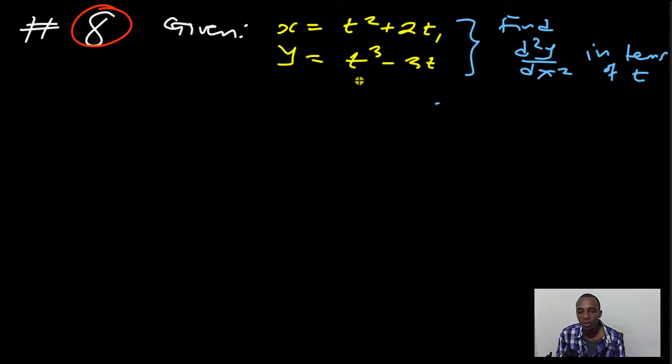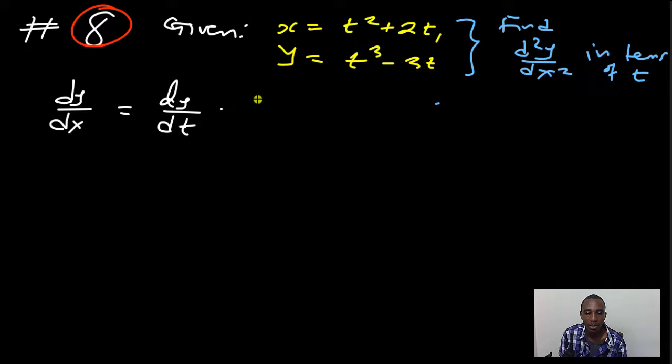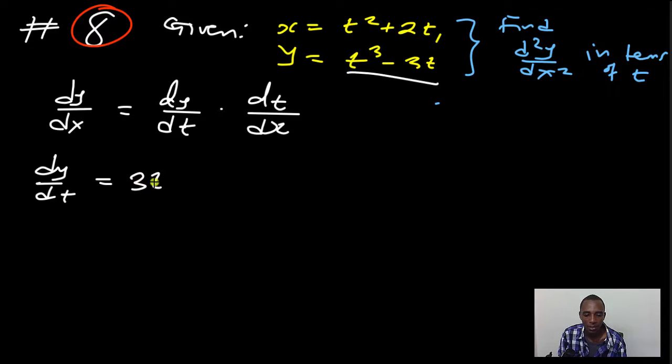So obviously for problems with parametric equations, we have to use the chain rule. So let's go ahead and find the first derivative, dy dx. Using chain rule, of course, that's going to be dy dt times dt dx. Alright, so let's find dy dt from here. That's 3t squared, the derivative of this, 3t squared minus 3. And then let's find dt dx.